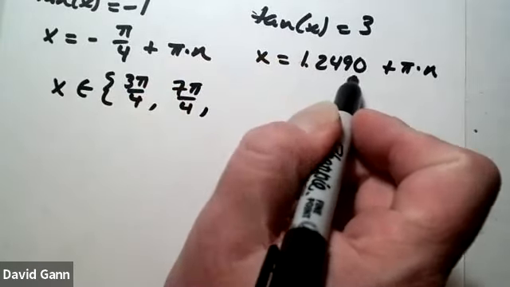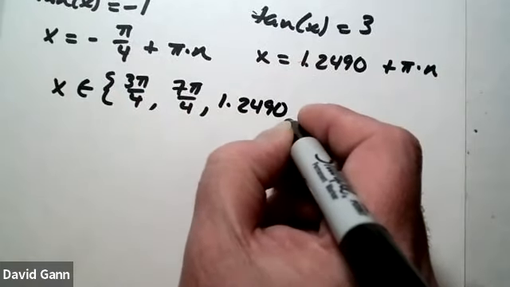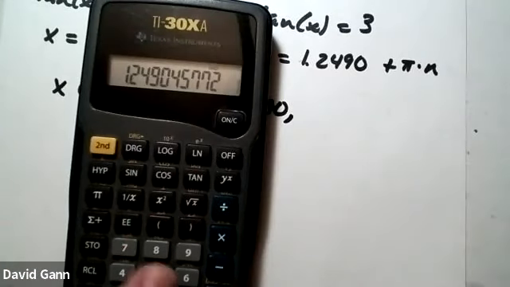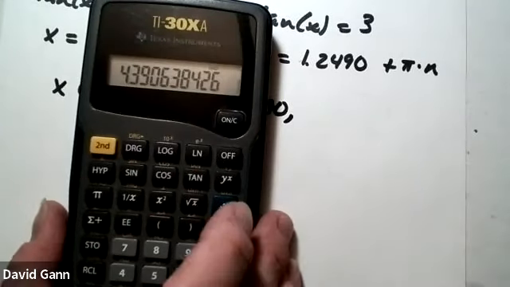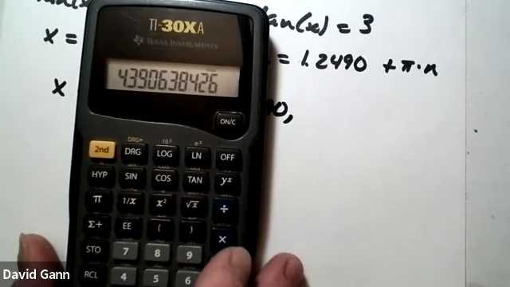And then we have this 1.2490 business, approximate. And then I'm going to go ahead and add pi to that. And there's another solution. So 4.3906.